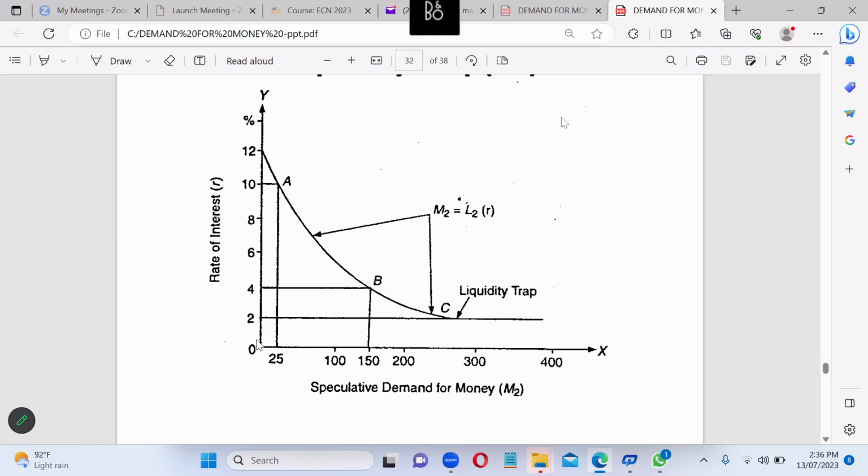as low as 2%, at that time, the money is always at our hand, waiting. Only at a high rate do we invest the money. At that time, your holding percentage is reduced. This is explained by the liquidity trap.